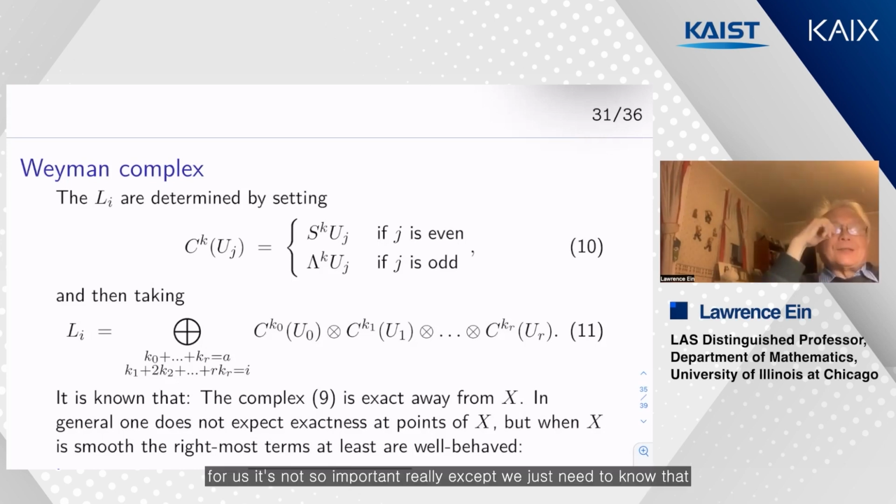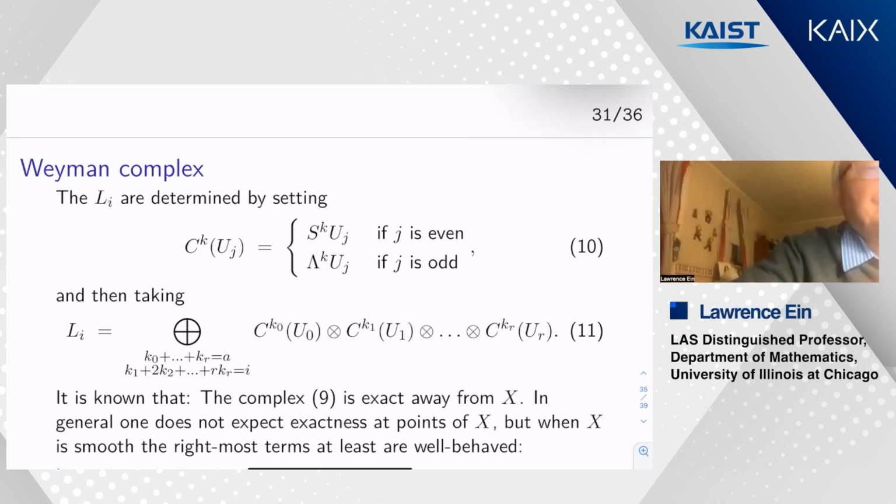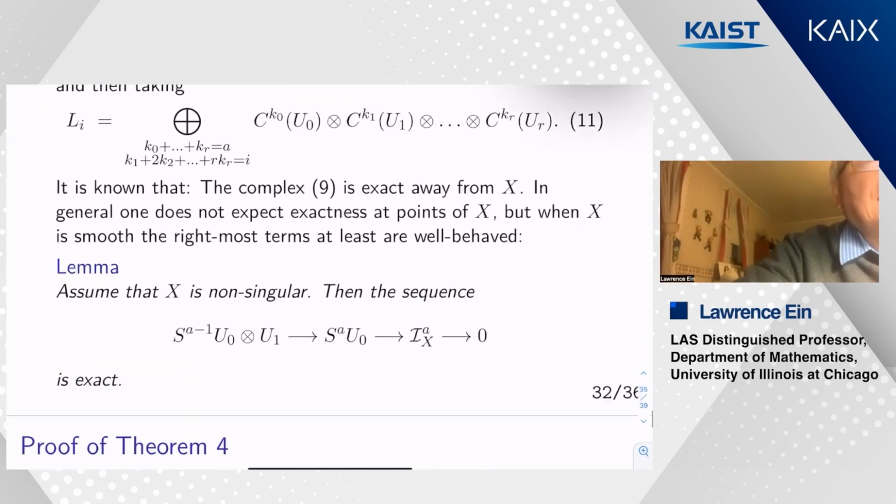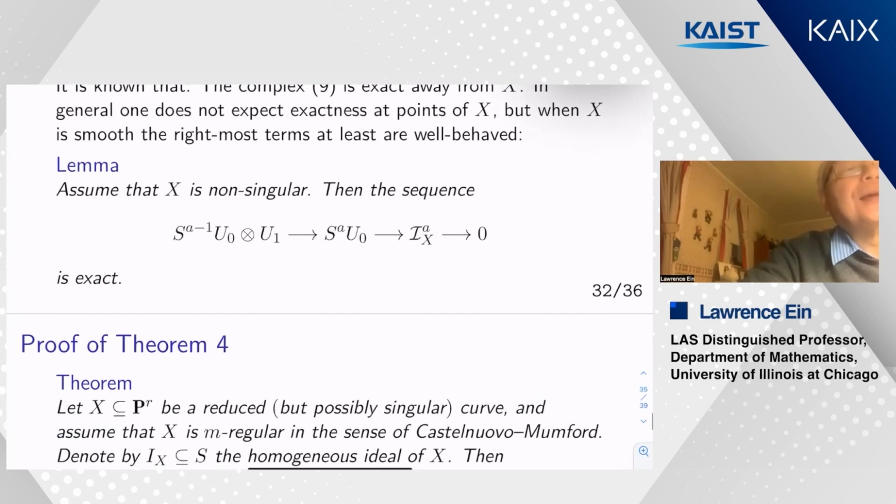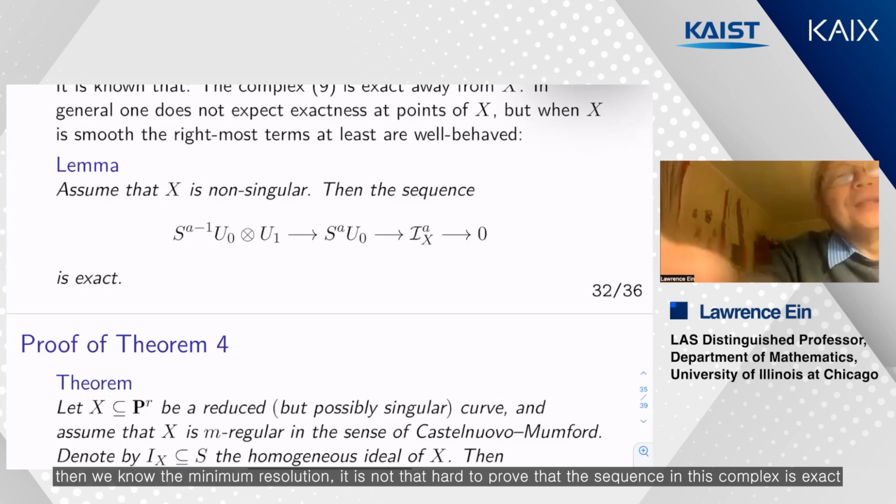And for us, it's not so important really, except we just need to know that in our case, we can resolve the complex because we know M is regular. So you can say that the first step looks like a sum of O minus N, and the next step is of the form of a sum of O minus N minus 1. So we can bound the regularity of the L_i from the description. And if X is non-singular, for instance, you can think of it just like we know the minimal resolution in that case from the Buchsbaum-Eisenbud complex, though it's not so hard to prove that this complex is exact.